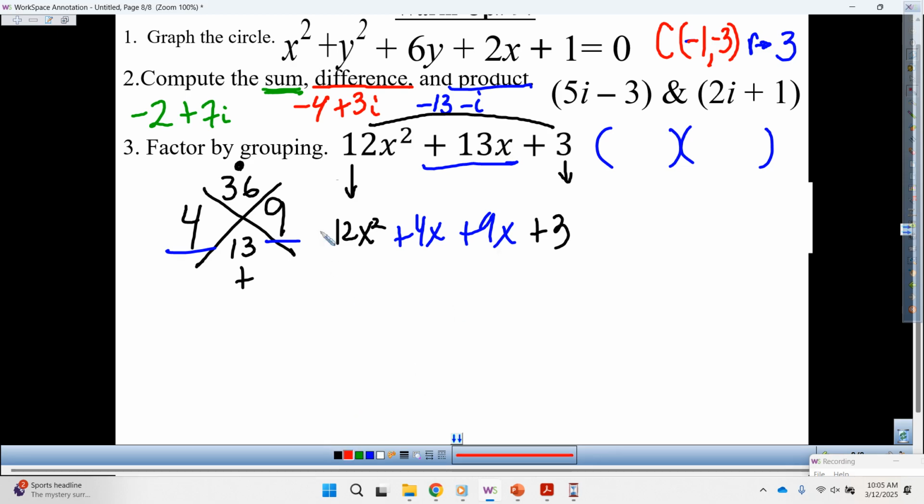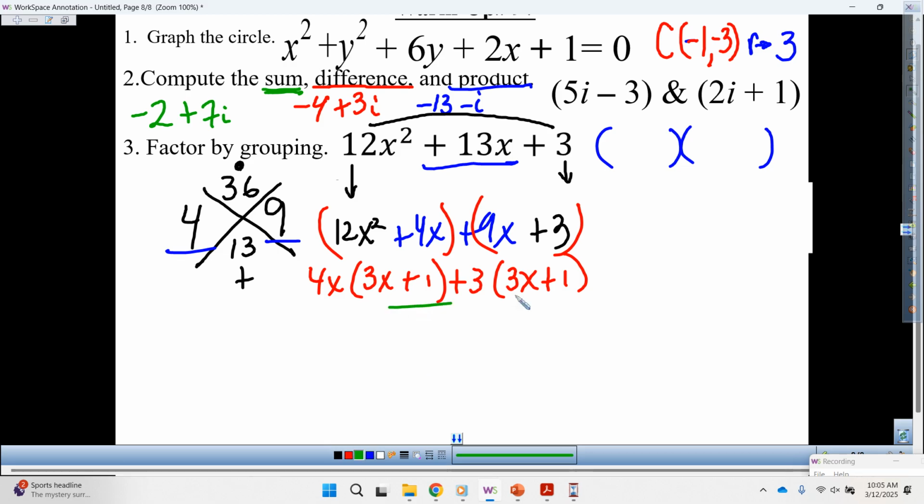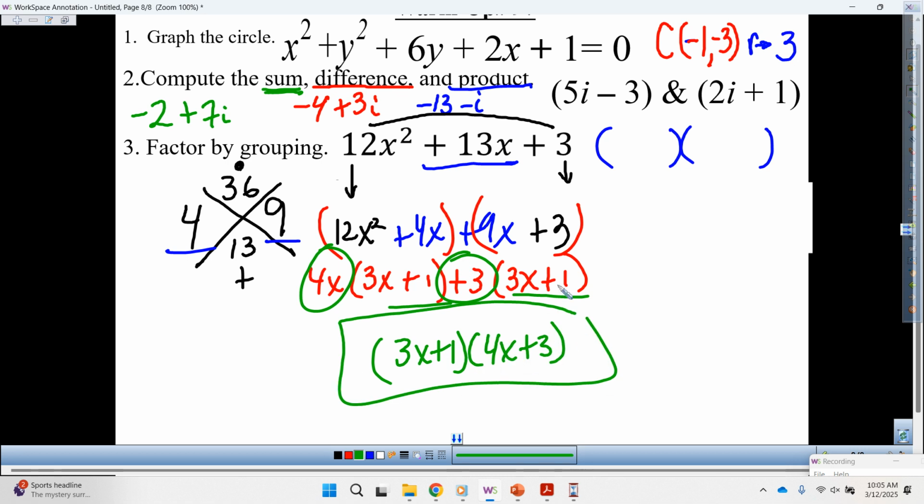Then we group. The GCF for these two is 4x. We're left with 3x plus 1. The GCF for these two is 3. We're left with 3x plus 1. Factors: 3x plus 1 and 4x plus 3. Okay, we good? All right, let's go to number 4.